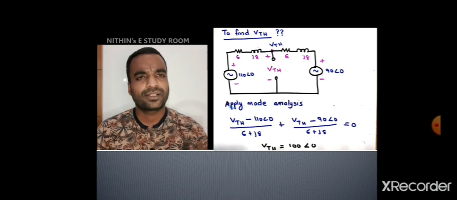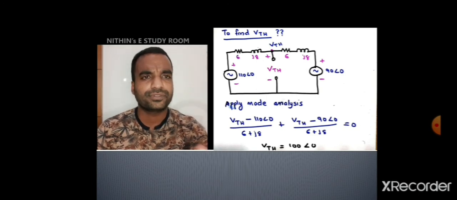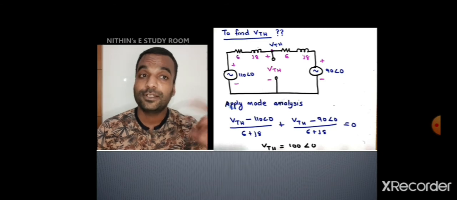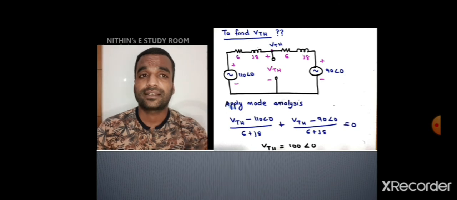You can use a calculator, or a calculator is not needed. From direct view itself, you can see 2 VThevenin is equal to 110 angle 0 plus 90 angle 0. So VThevenin is equal to 100 angle 0.